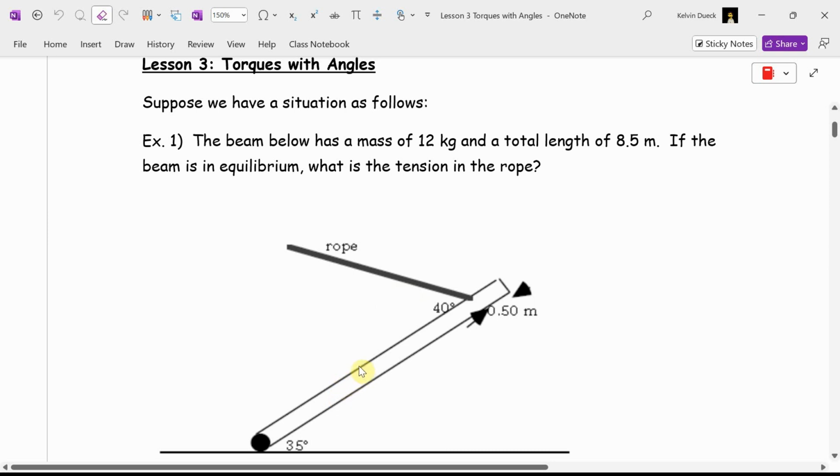What's the total length here, Jeremy? And since that's 0.5, I'm guessing this is 8. I can do that in my head.